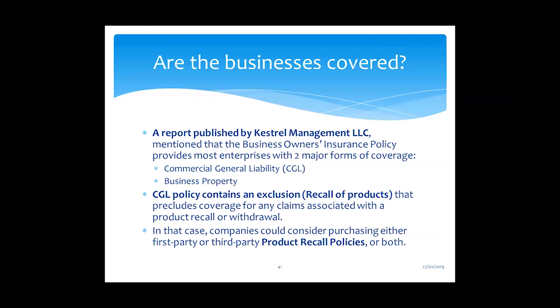A report published by Kaster Management in America mentioned that a business owner's insurance policy provides most enterprises with two major forms of coverage: commercial general liability, known as CGL, or business property. Now, the CGL policy contains an exclusion for recall of products that precludes coverage for any claims associated with a product recall or withdrawal. In that case, companies could consider purchasing either first-party or third-party product recall policies, or both.